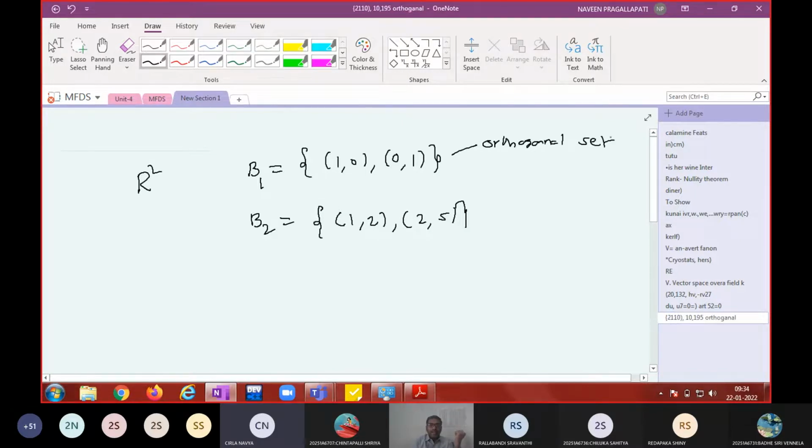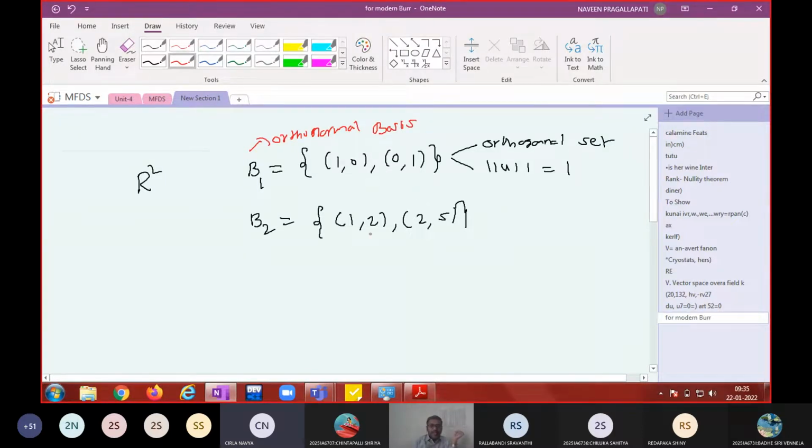And not only orthogonal, what is the norm of each vector? What is the magnitude of each vector? Root of 1 square plus 0 square, 1. Root of 0 square plus 1 square is 1. So, norm of u is equal to 1. Therefore, this is an orthonormal set. This is an orthonormal basis.